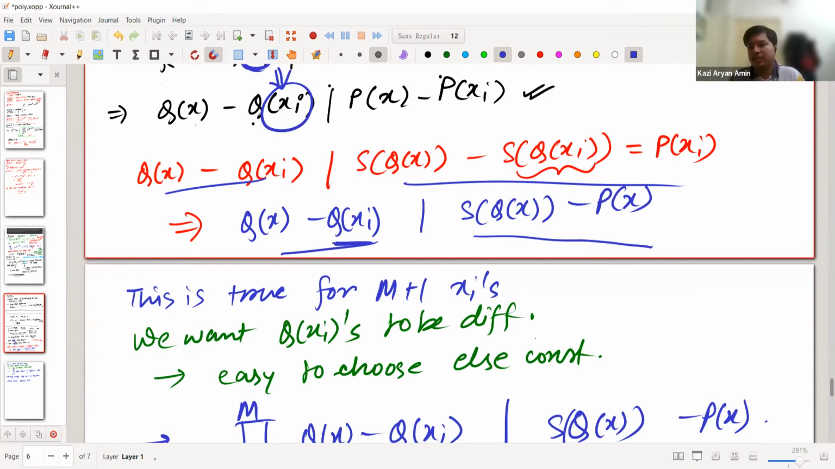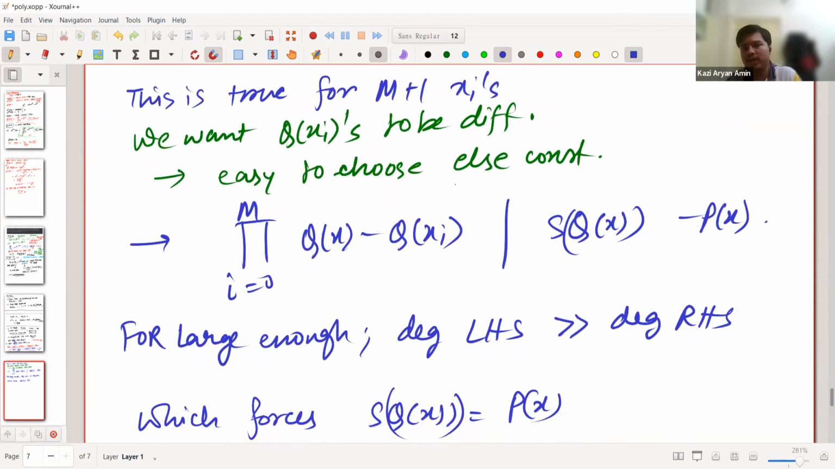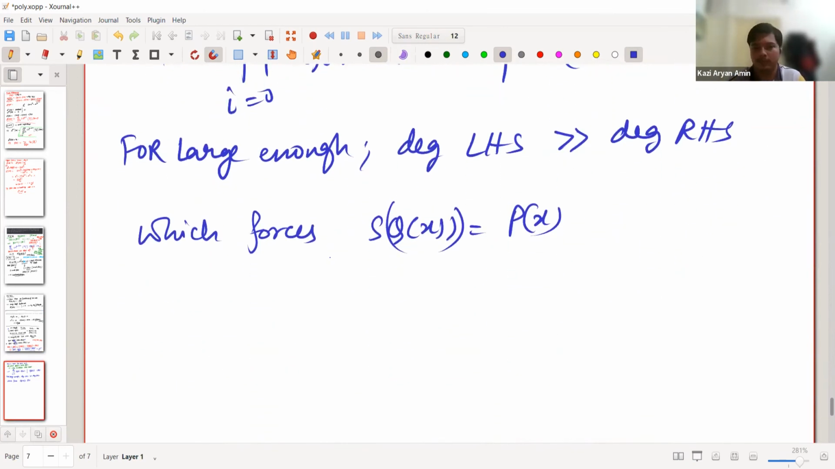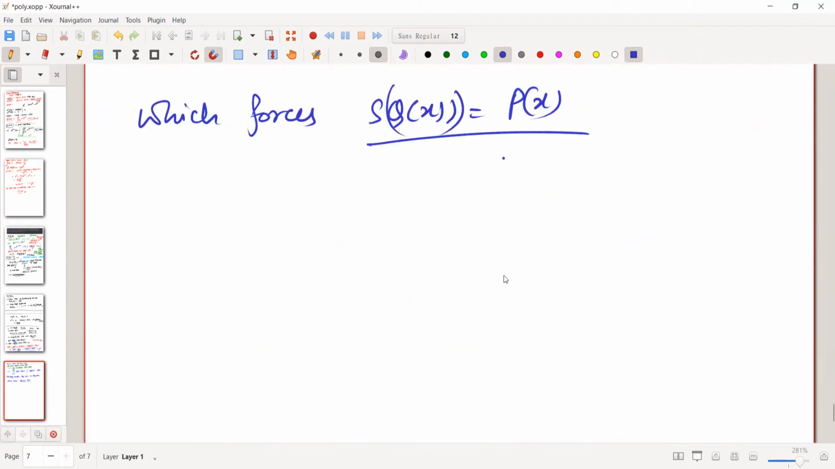Suppose you had m plus 1 values of Q of xi, each of them different. So each of these factors is a different factor. This means S of Q of x minus P of x has a fixed degree, let's say n. I don't know it, but what I do know is that I can choose a lot of xi's such that the factors of the LHS will eventually have degree greater than n. But this only happens when S of Q of x equals P of x. So the divisibility relation holds, and at some point the LHS degree exceeds the RHS degree, which would force the problem statement. Yeah, what was asked before.